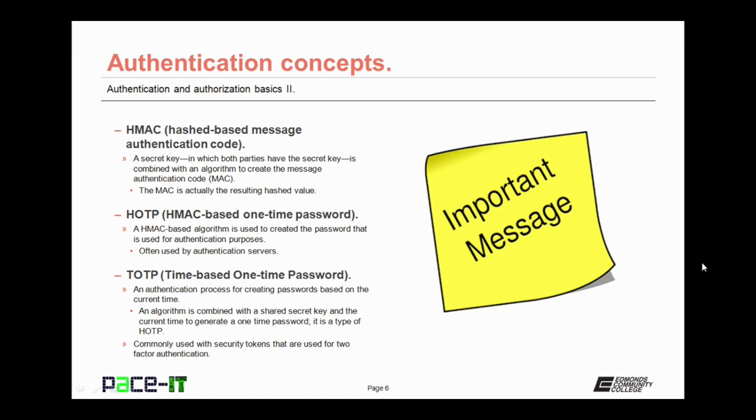Then there is the hash-based one-time password, or HOTP. It is an HMAC-based algorithm that is used to create the password that is used for authentication purposes. HOTP is often used by authentication servers. Then there's TOTP. That's time-based one-time password. It's an authentication process for creating passwords based on the current time. An algorithm is combined with a secret key and the current time to generate a one-time password. It is a type of HOTP. TOTP is commonly used with security tokens that are used for two-factor authentication.